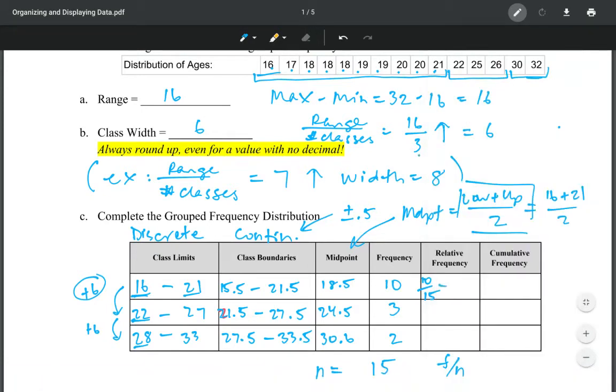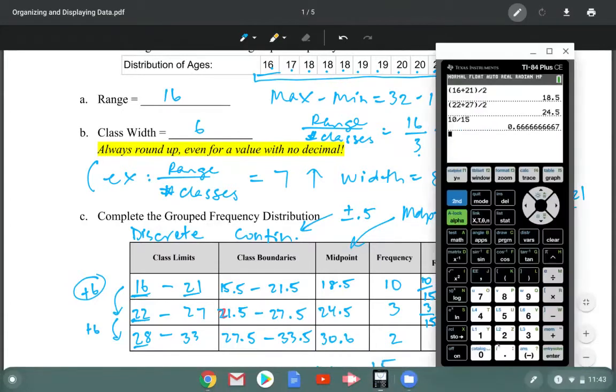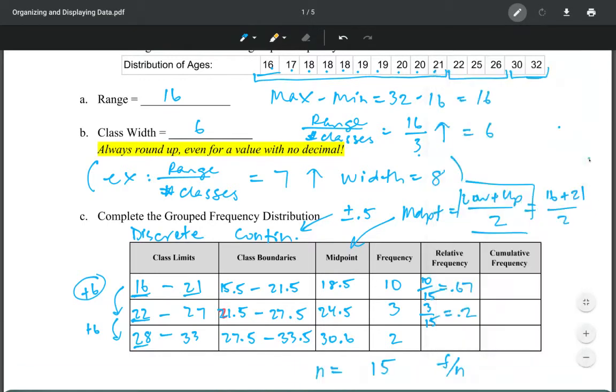I don't know if you even saw that, so you can just trust me, 0.67. The next one would be 3 out of 15. If you put this into your calculator, that one is 20% or 1/5. And then finally, we've got 2 out of 15, which is 0.133. If I add up all of my relative frequencies, I should end up with 1 being the total.